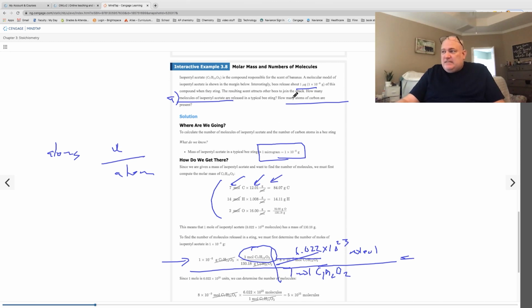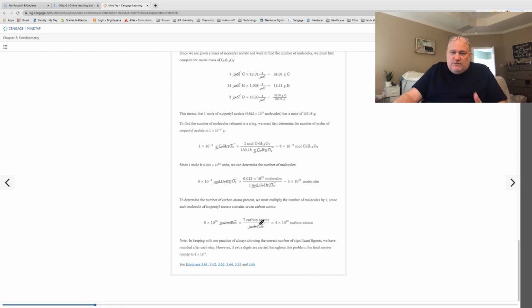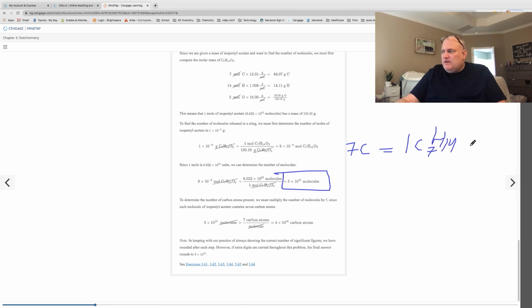But then they ask us how many atoms of carbon there are, and this is kind of a big deal. So as long as you have a conversion, it doesn't really matter where you're starting. So if I have 5 times 10 to the 15th molecules of C7H14O2, I know that if I take a look at my molecule here, the C7H14O2, don't I know that there are 7 carbon atoms for every 1 of these C7H14O2s? And my handwriting is not going to help you.